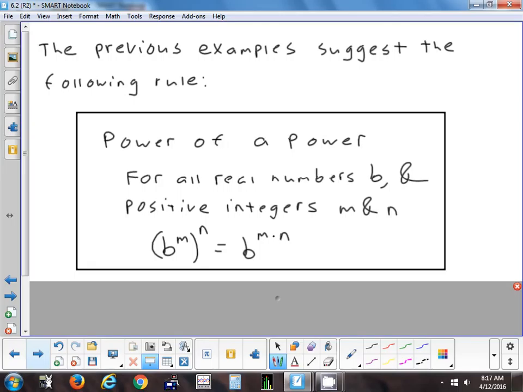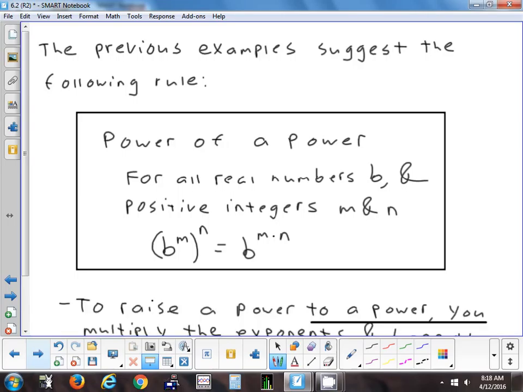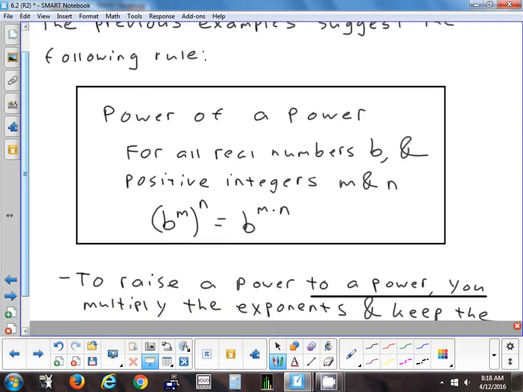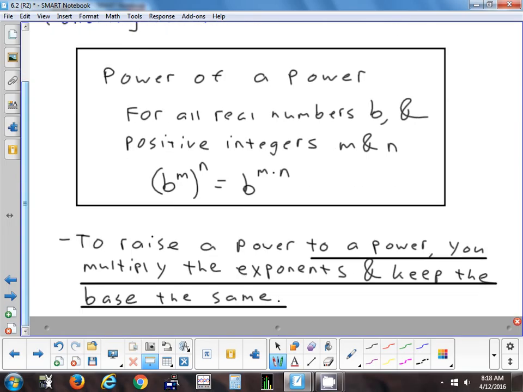It says basically for any numbers, but right now we're just going to be working with positive integers, but it actually works with negatives as well. If you want to raise a power to a power, just take the two exponents and multiply them together. All right, so to raise a power to a power, multiply the exponents, and you keep the base the same. You have that in your sheet: to raise a power, fill in the rest that's underlined.